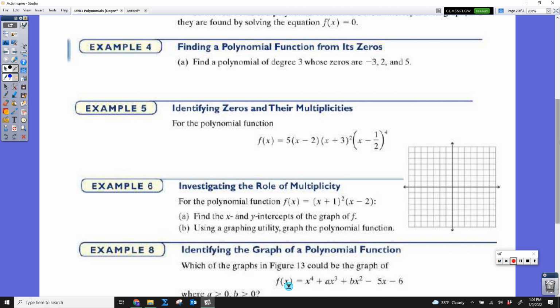All right, so skip down to here. Finding a polynomial function from its zeros.